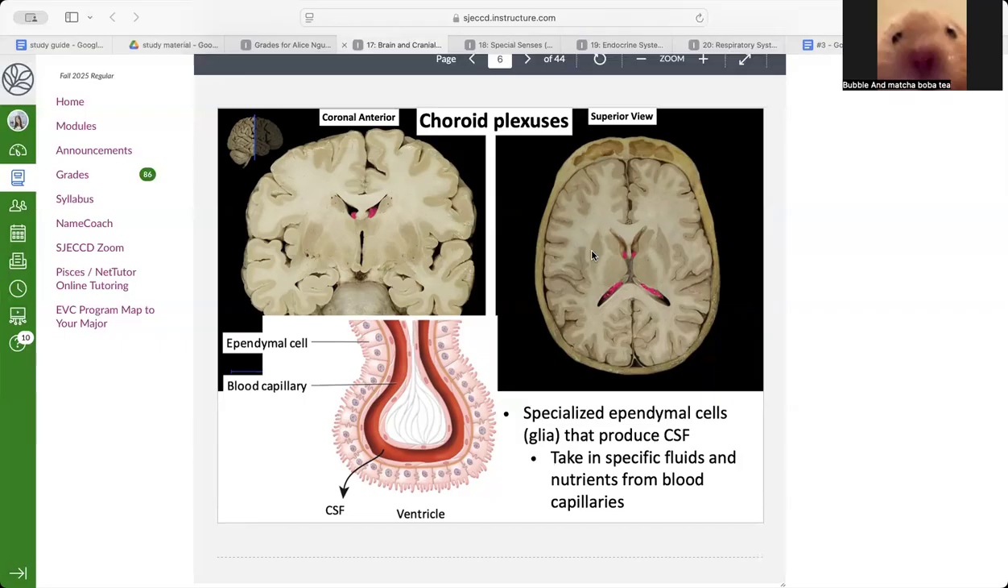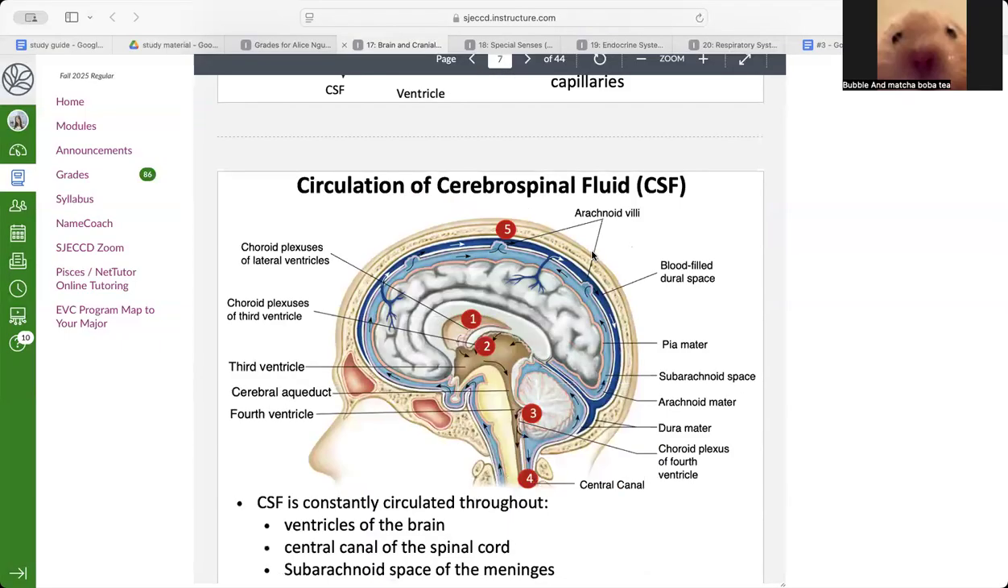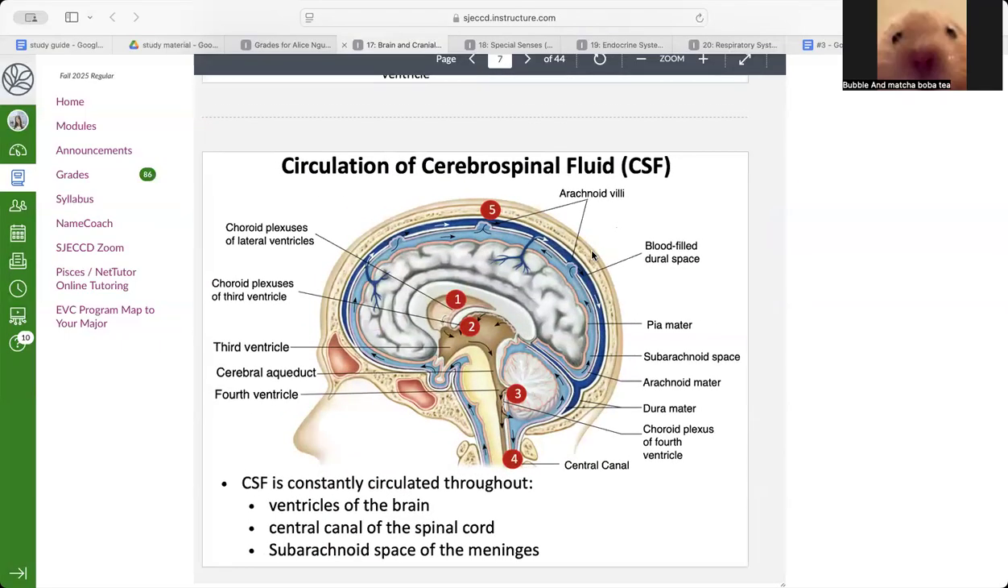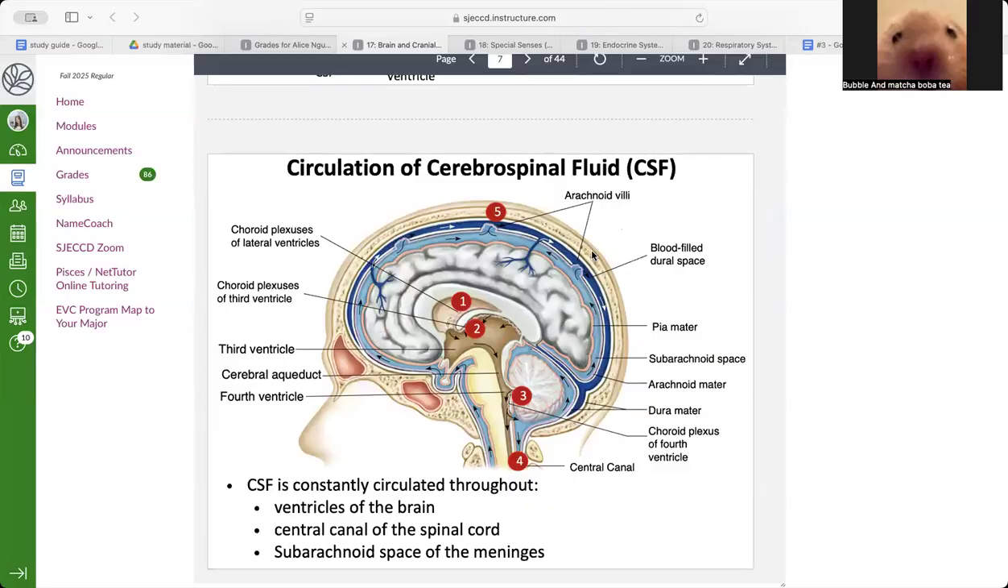Okay, so let me get the steps for you guys for all of this, because it's a kind of lengthy process on how cerebrospinal fluid flows, so let me lay it out for you guys.